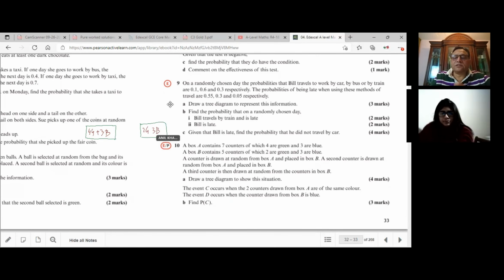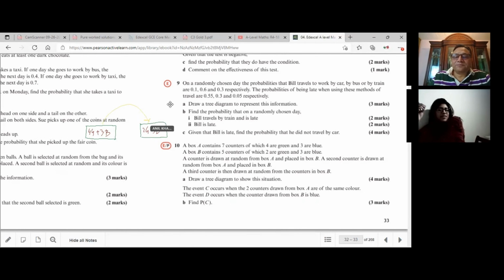A counter is drawn at random from box A and placed in box B. The second counter is drawn at random from box A and placed in box B. So again, it has been placed in box B, right? What happens if it was the counter that you took from A into B that you took from B into A? No, they are doing it from one box only, because there are 7 here and 5 there. So a counter is drawn at random from box A and placed in B. You actually just pick one and put it here.